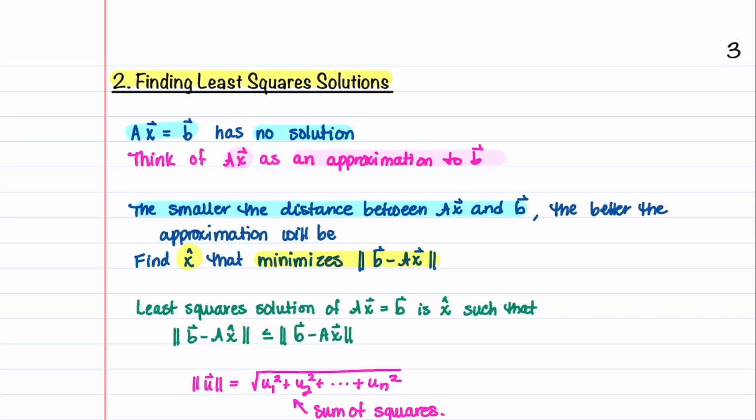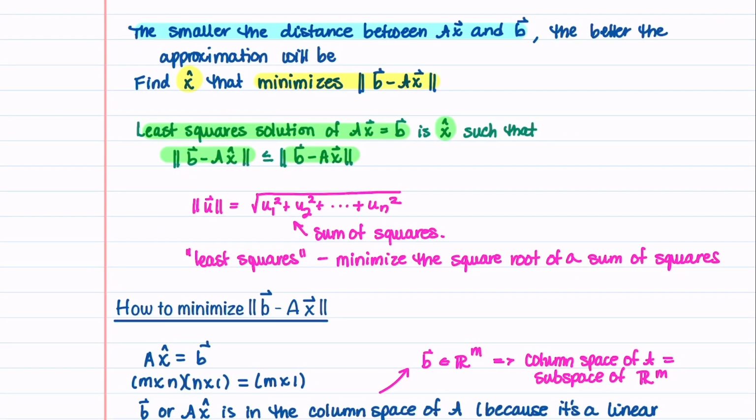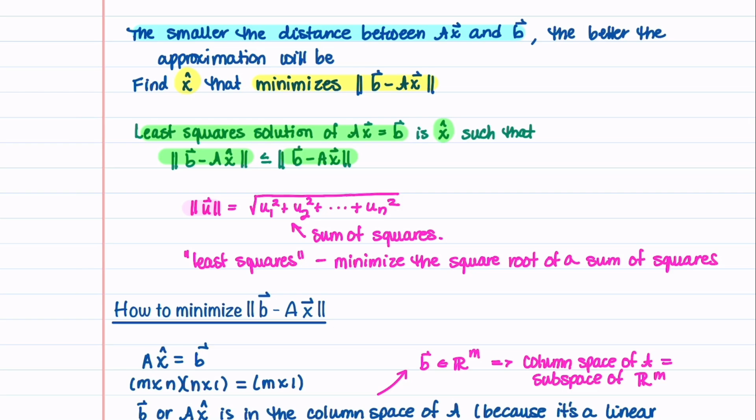Mathematically, we can say that the least squares solution of Ax = b is x hat such that the distance between b and A x hat is less than or equal to the distance between b and Ax. The solution is called the least squares solution because the magnitude of a vector u is the square root of the sum of its components squared. The term least squares means that we're going to minimize the square root of a sum of squares.